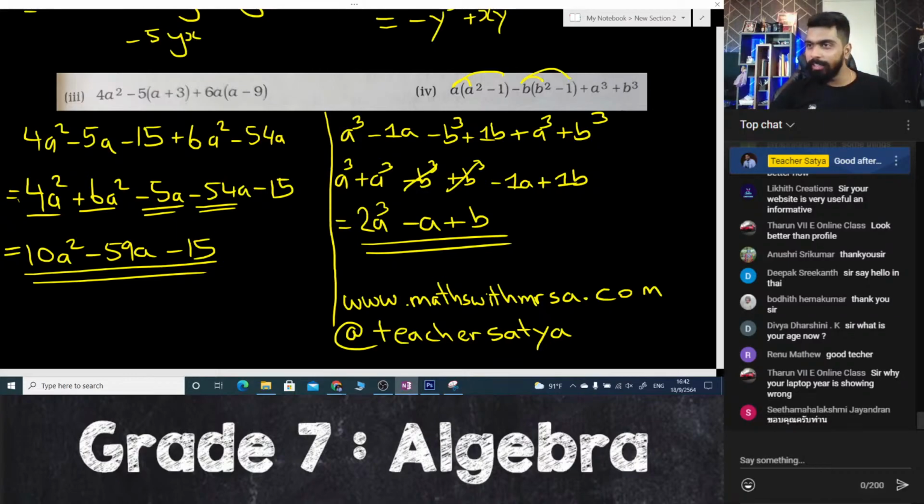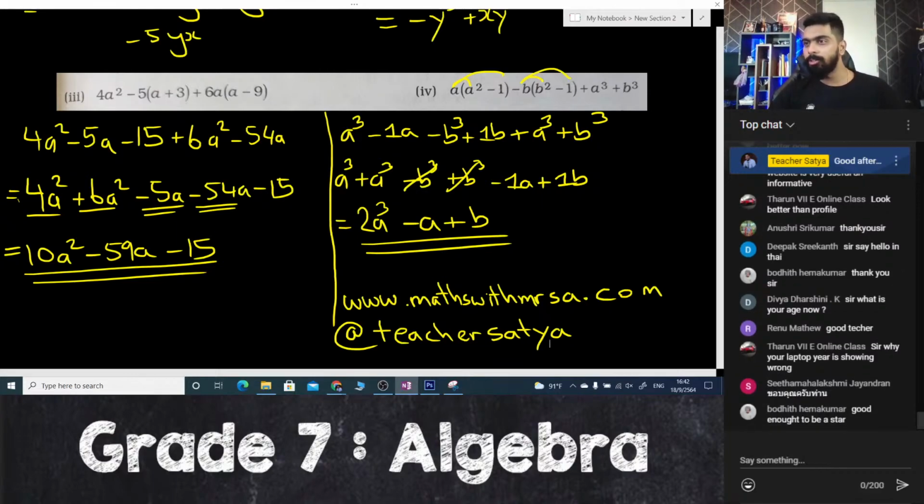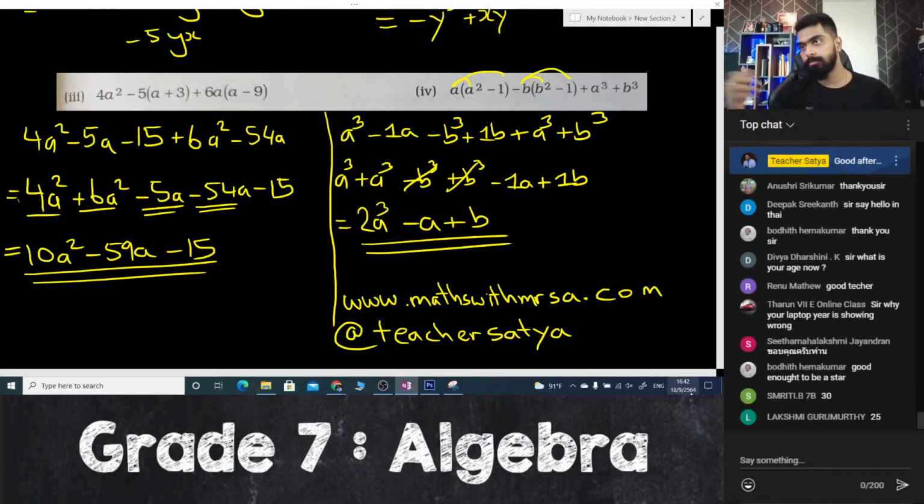No problem. Why is your laptop showing it wrong? Because this follows the Buddhist calendar, so this is not following 2020-21. In Thailand, we follow the Buddhist calendar, right? So 2564 is 2021.